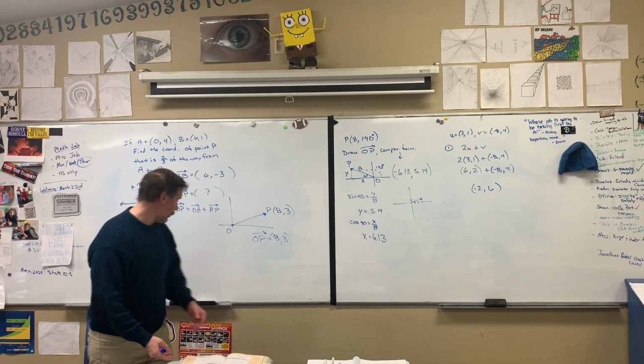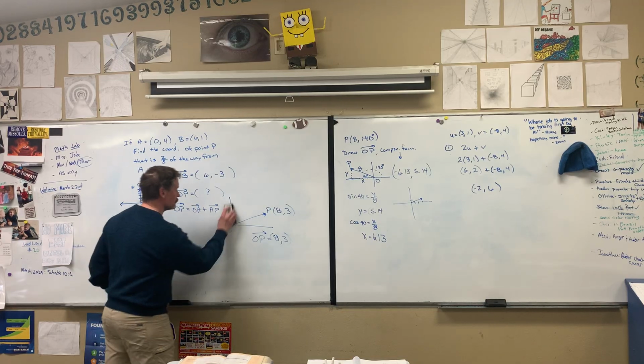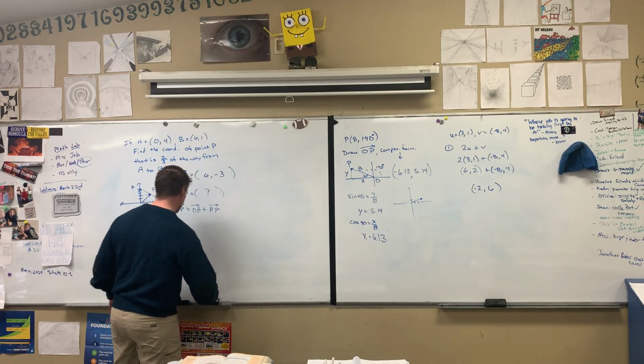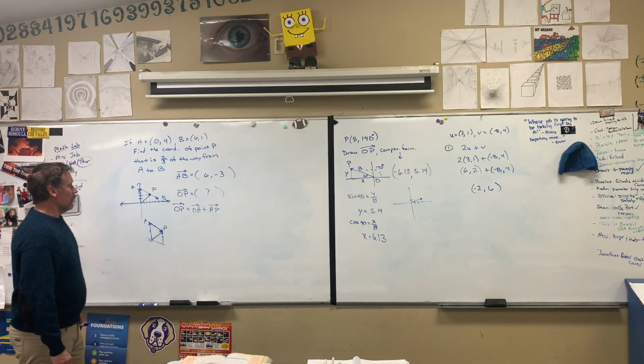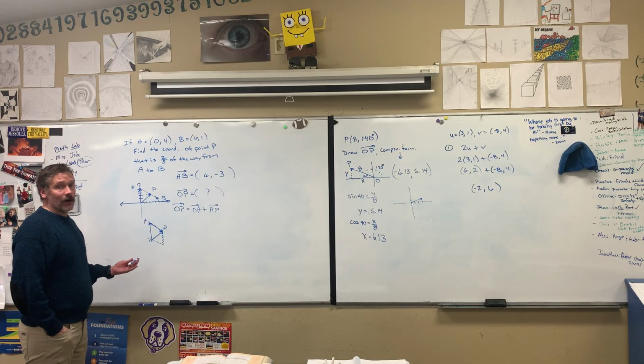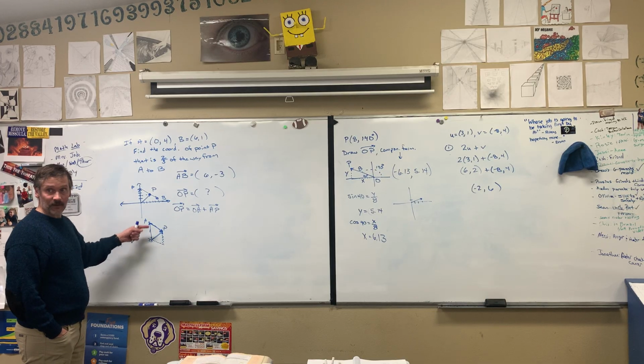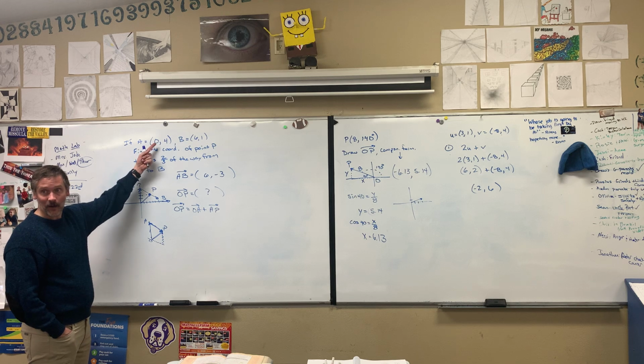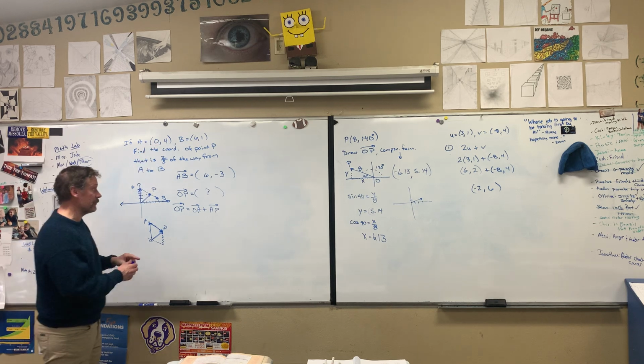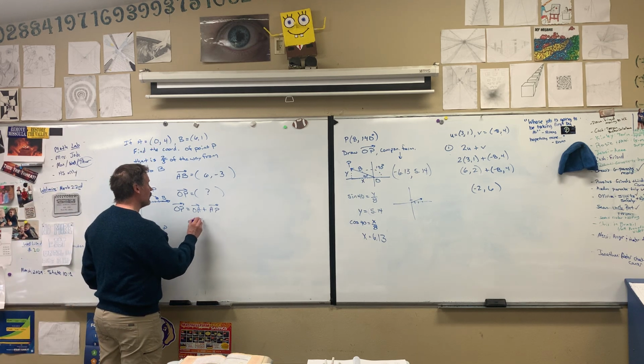Now, that's good and well. I actually know what OA is, right? What do I know vector OA is in terms of component form? We're not talking magnitude, just component form. It's not difficult: (0, 4). So OA is (0, 4).